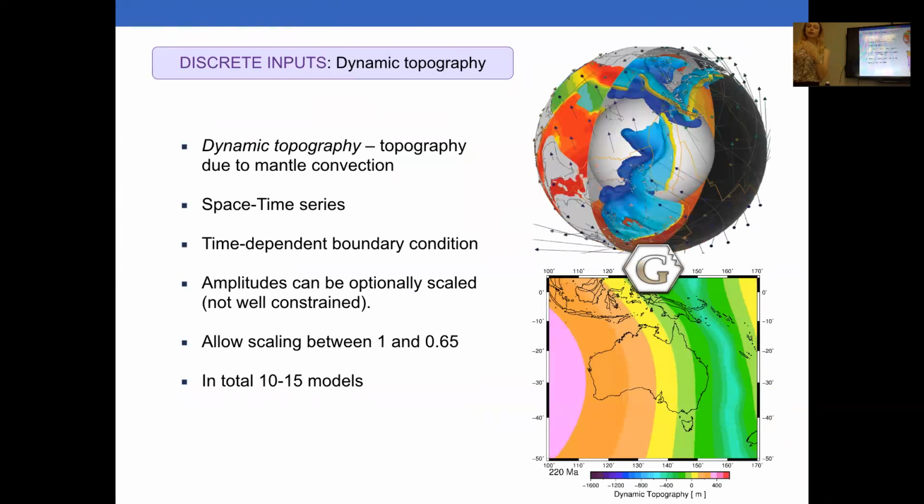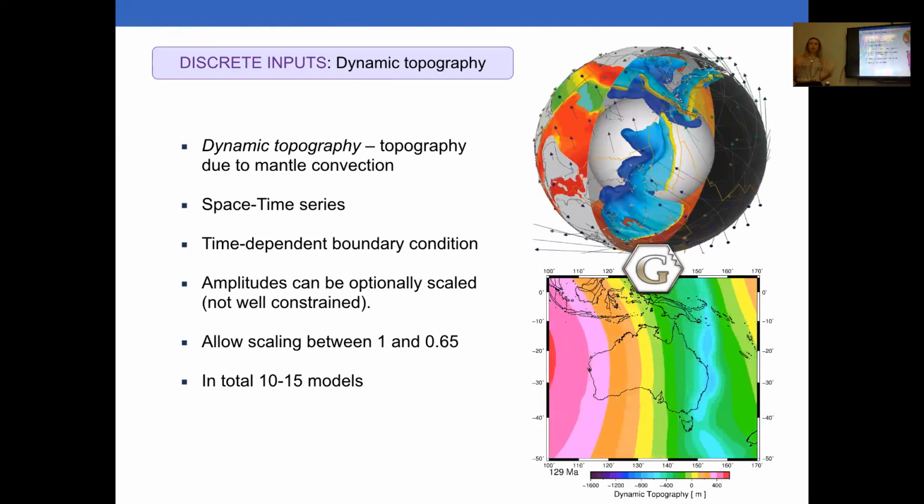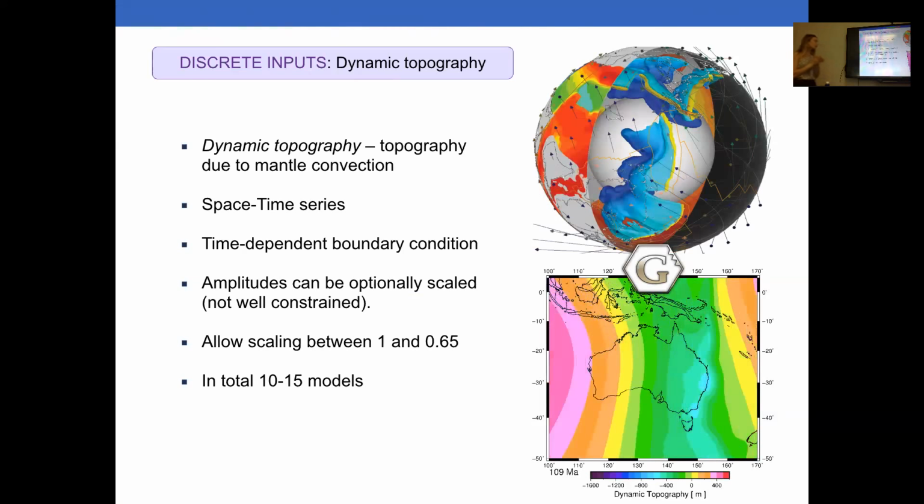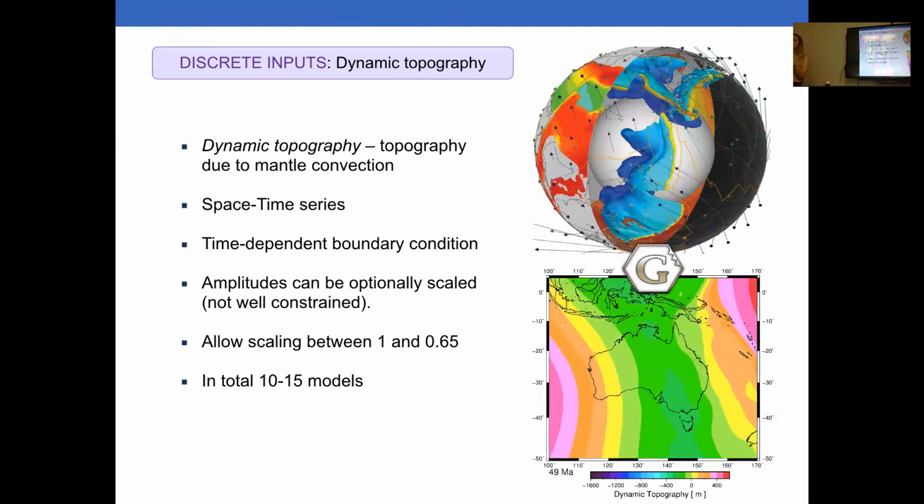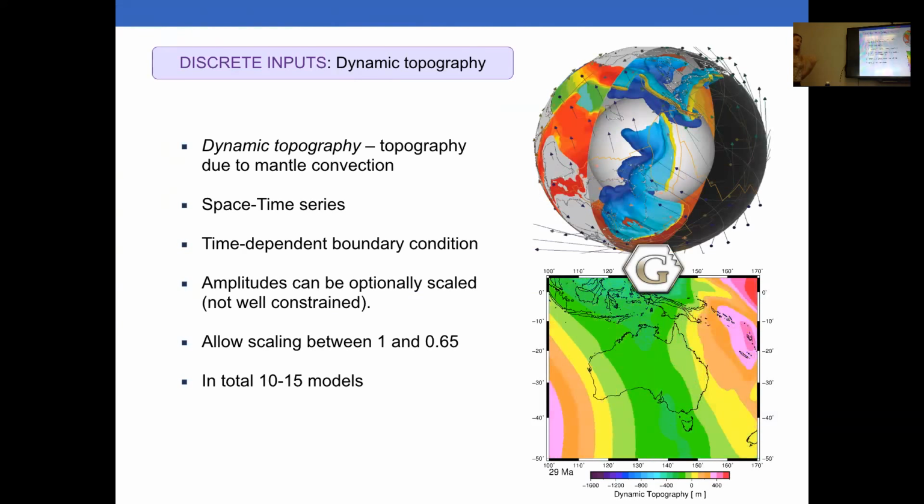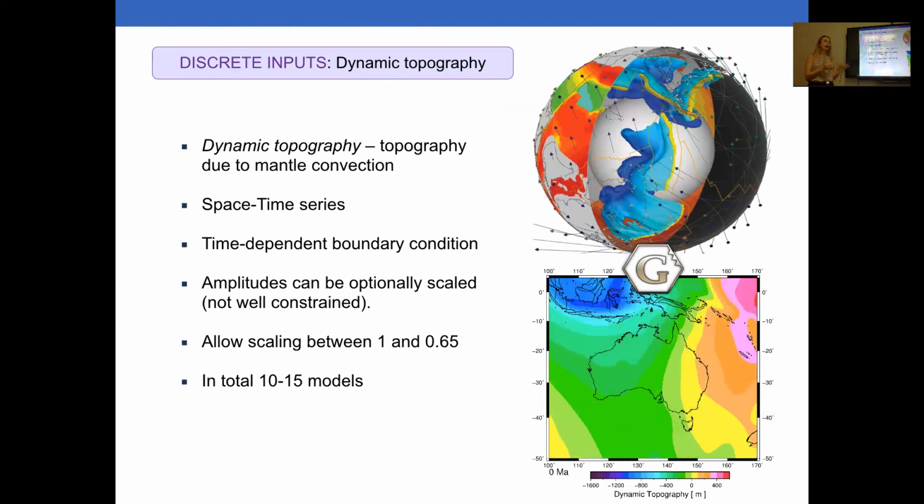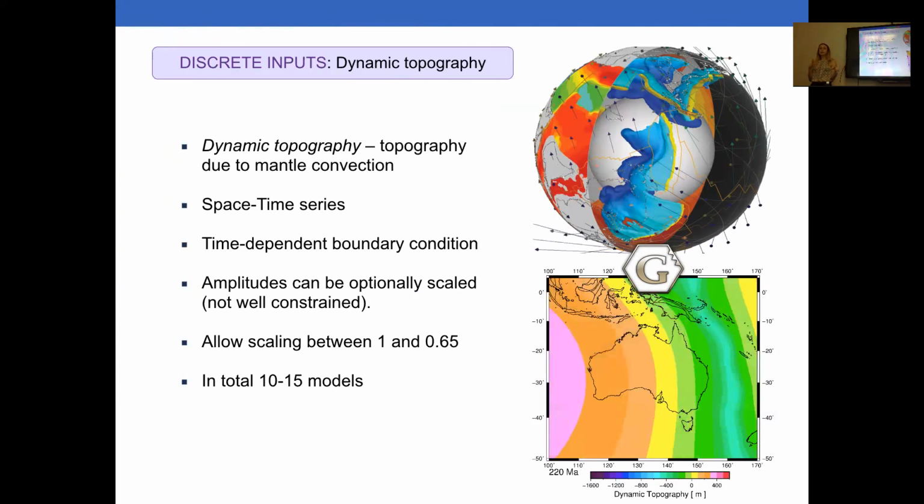So beginning with the discrete inputs, we have dynamic topography. So dynamic topography is essentially the surface expression or the topography due to convection in the mantle. So it is a space-time series, and that will be input into the model at varying time intervals, say 5 to 10 million years, depending on the dynamic topography model. Now, these models can vary based on a few things, including the plate tectonic reconstructions used to generate them, as well as the geodynamic model setup.